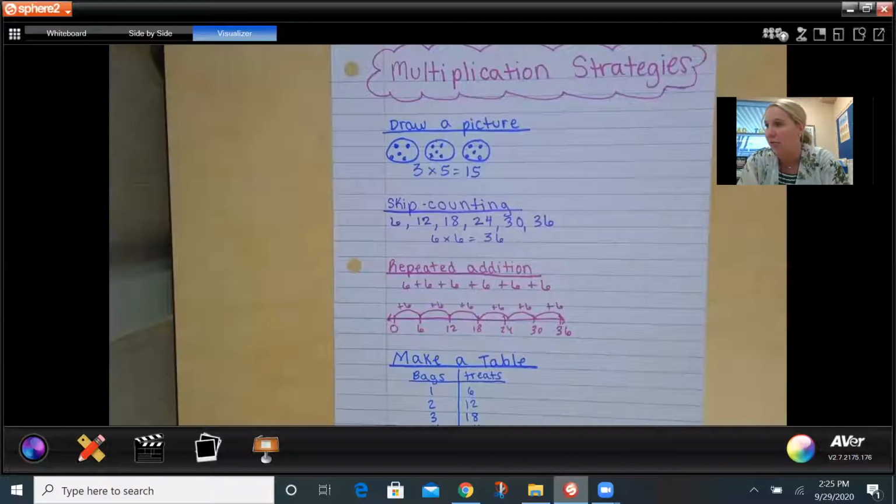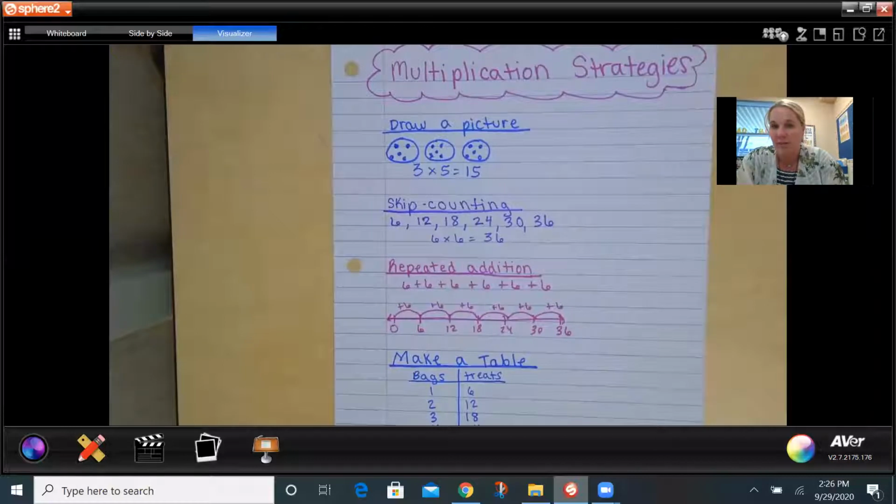Right? Strategies are ways that we can do things. Like when we were doing double digit addition and subtraction, we used the 120 chart, we used an open number line, we used place value, base 10 blocks. There were a lot of different strategies and ways that we used in order to do addition and subtraction. These strategies are for multiplication.